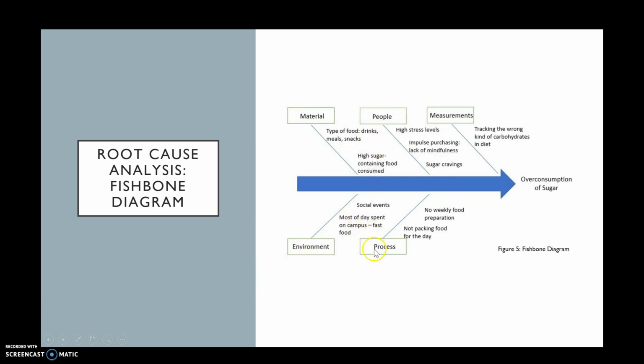Obviously, the environment is important. The measurement itself is important too, but what I found really was the root cause here was just not being mindful in planning my food for the day, and that actually kind of correlates into a lot of these pieces here, and that really was what caused most of my overconsumption of sugar, as you'll see here in a couple minutes.